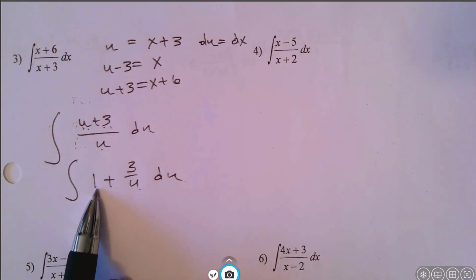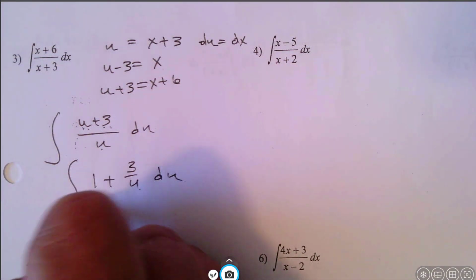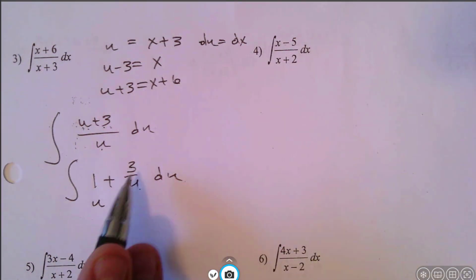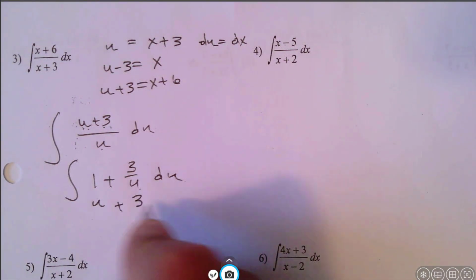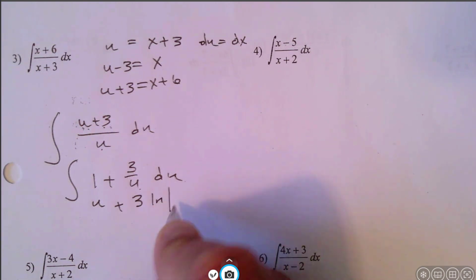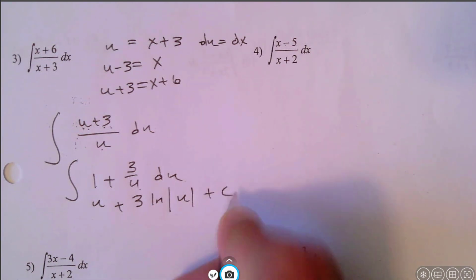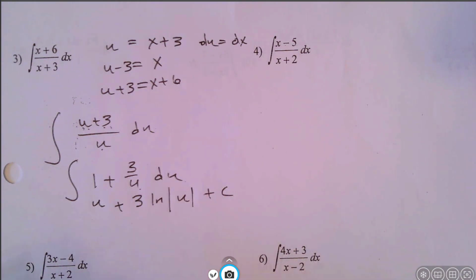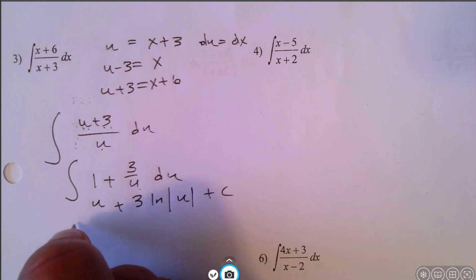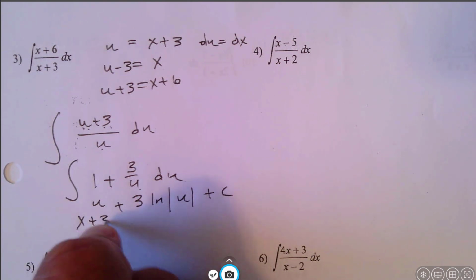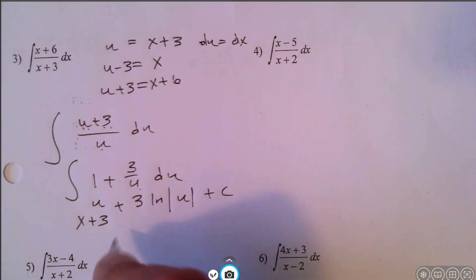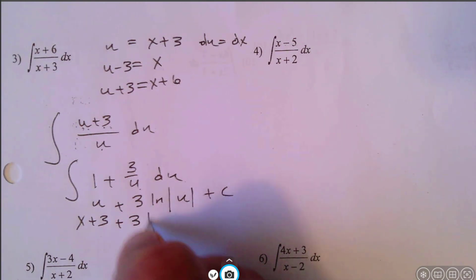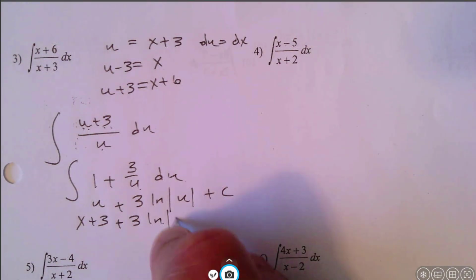And now we can take the antiderivative of each term as we see it. So we can take the antiderivative of 1, which is just going to be u. We can take the antiderivative of 3 over u, which is going to be 3 natural log of the absolute value of u plus c. And even after you do this, we're going to have to replace it. So wherever we had the u, we're going to write x plus 3. So x plus 3 is going to take the place of that u. Then we have plus 3, natural log, absolute value, x plus 3.